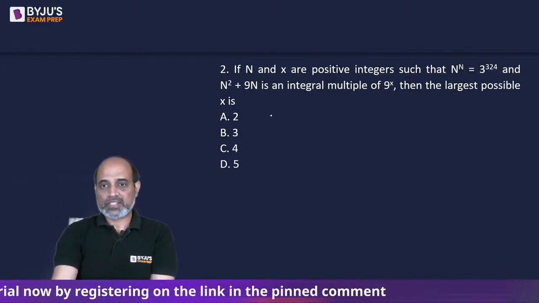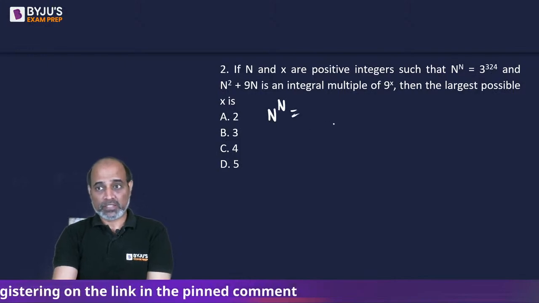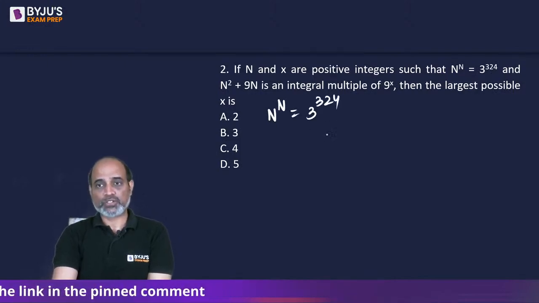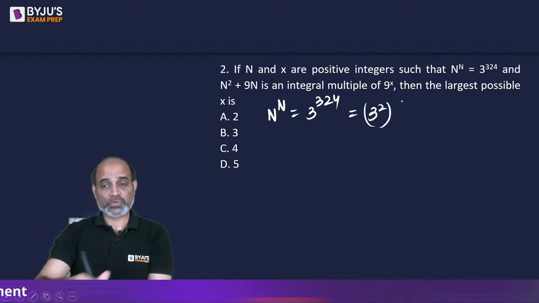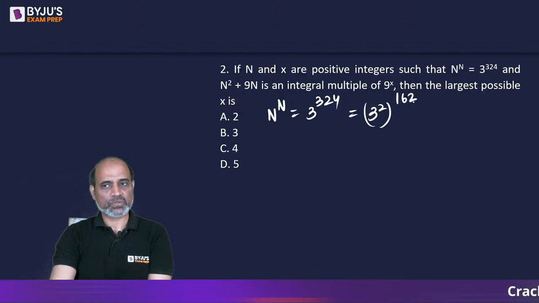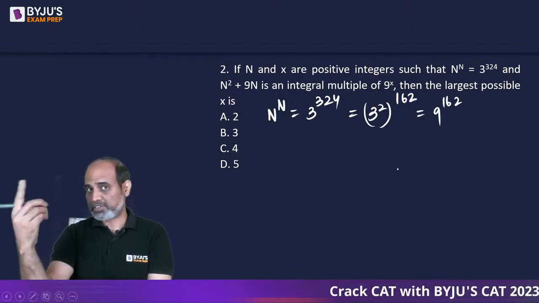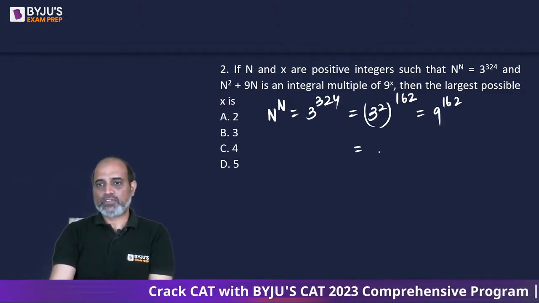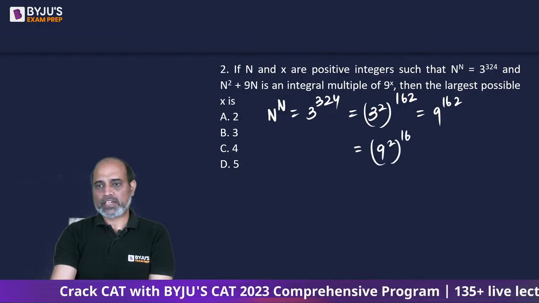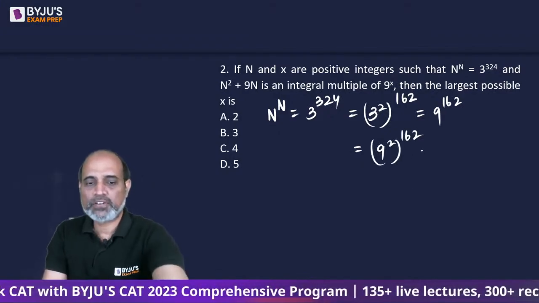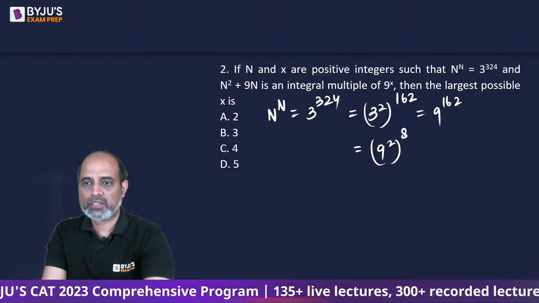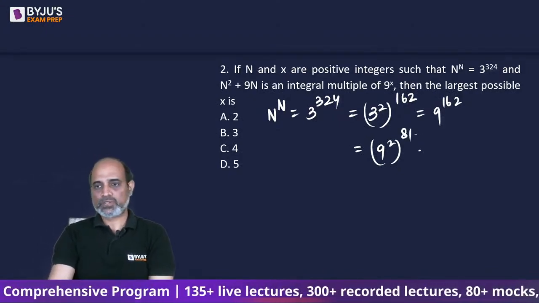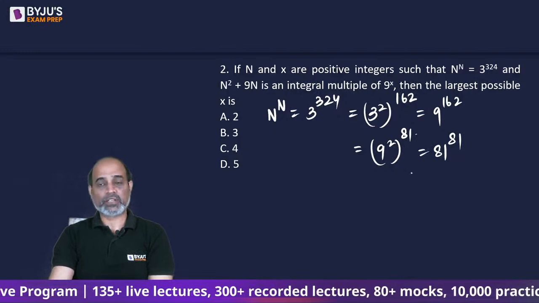Now, this is the most important part, converting 3 to the power 324 as n to the power n. What I will do is first take out 2 from 324 and I'll be left with 162. So this results in 9 to the power 162, which is not the same as n raised to n. Further, I can take out a further square here and get half of 162, which is 81. Right? 81 into 2 is 162. So this results in 81 to the power 81.